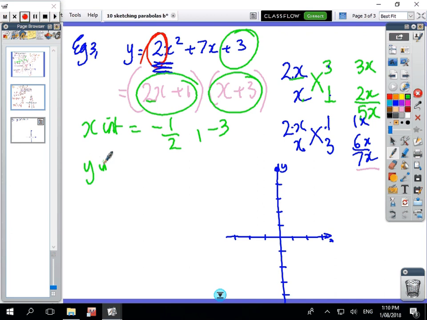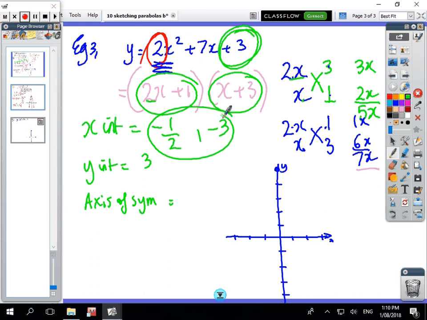The y-intercept equals 3. The axis of symmetry. Now, if you add those numbers together, you get minus 3.5, and then divide by 2. So minus 3.5 divided by 2, 7 on 2, that's 7 on 4, which is not a pretty number, but it's a number. And the turning point equals, cross that equals off.